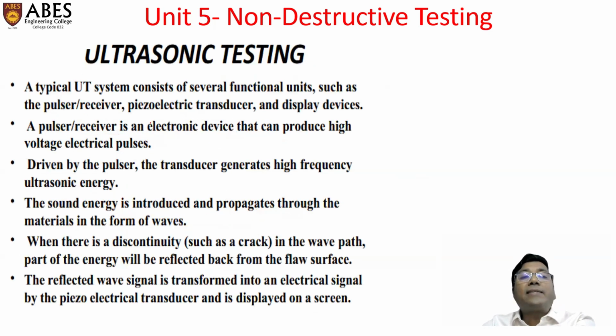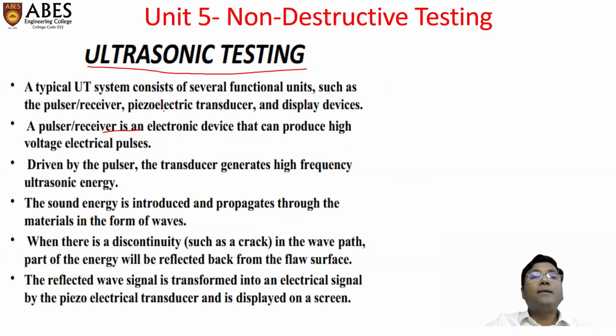Coming on to the next testing method, that is ultrasonic testing. What is ultrasonic testing? A typical UT system, an ultrasonic system, consists of several functional units, such as a pulser receiver. A pulser receiver will produce high voltage electric pulses. A piezoelectric transducer and display devices would also be required.